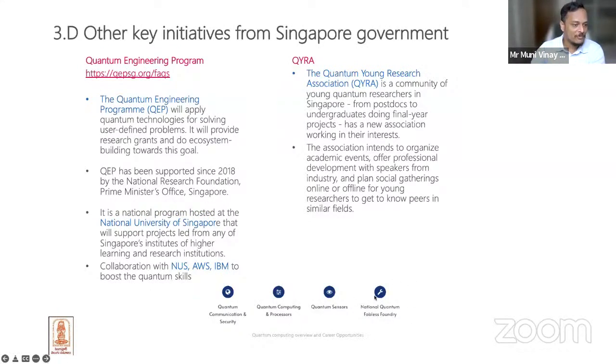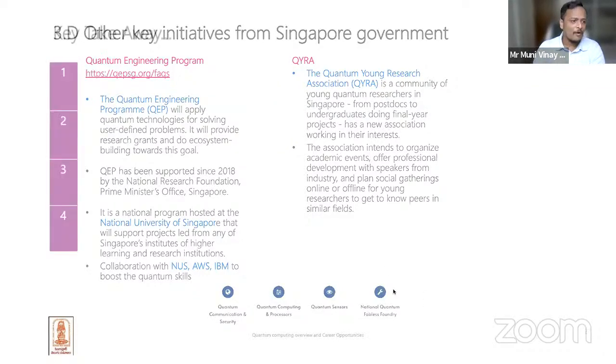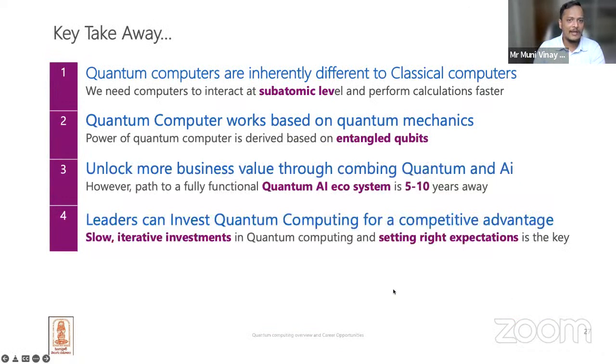And then which is very critical for Singapore as a nation to move ahead. With that note, I think a few key takeaways quickly before I get into the Q&A. Quantum computers are inherently different to classical computers. We need computers to interact at subatomic level and perform calculation faster, and you need nature to model the nature, right? So that's where the quantum computer will come into play.